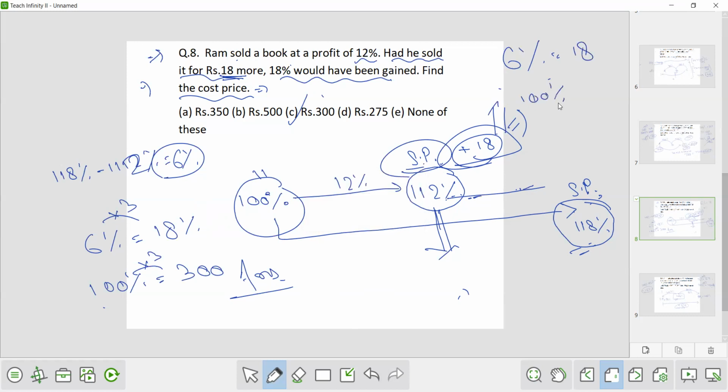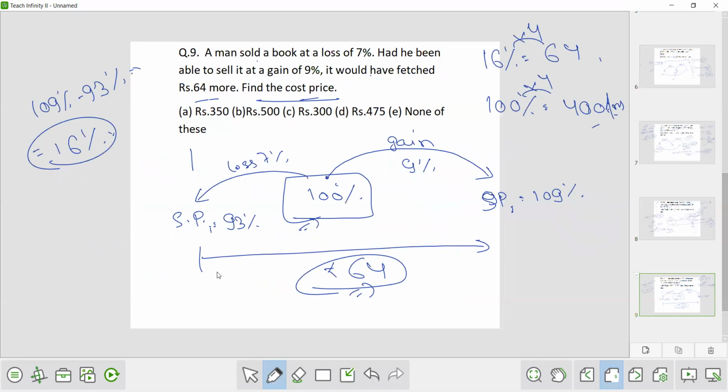So 100% is equivalent to how much? Here in this question, he would have fetched rupees 64 more. So from this SP to this SP, what is the difference in terms of percentage? 16%. So 16% is equivalent to 64. 100% is equivalent to how much? 400. So option E, none of these, because 400 is the answer. So this can't be the answer. Option E is the correct answer for this question.